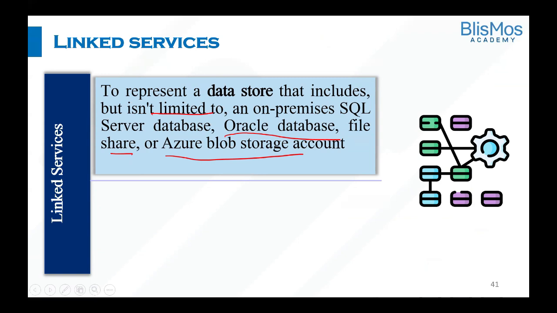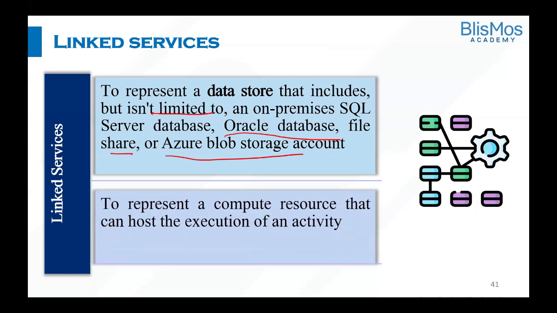So linked services point to the data source, which can be an on-premises SQL Server database, an Oracle database, a file share, or Azure blob storage. And a compute resource, as I said, can be a cluster. It can be something which will compute. It can be physical resources to make the processing happen. Those are the four important components within the data factory.